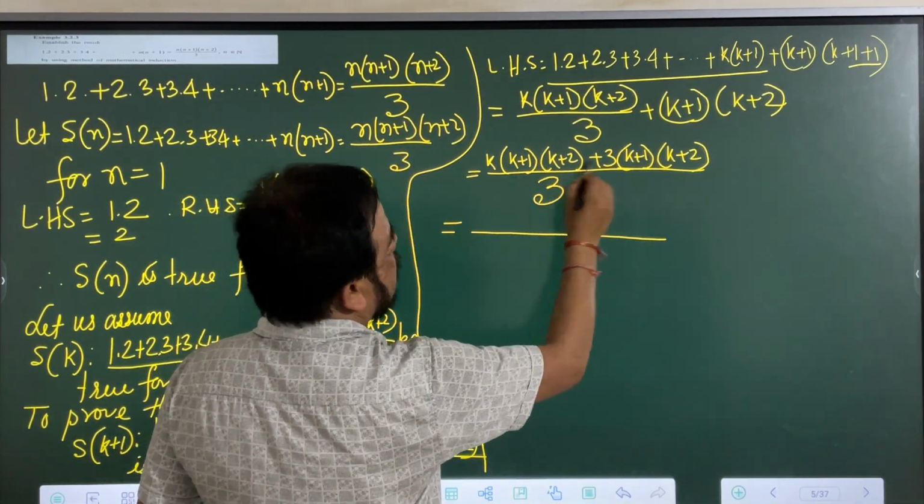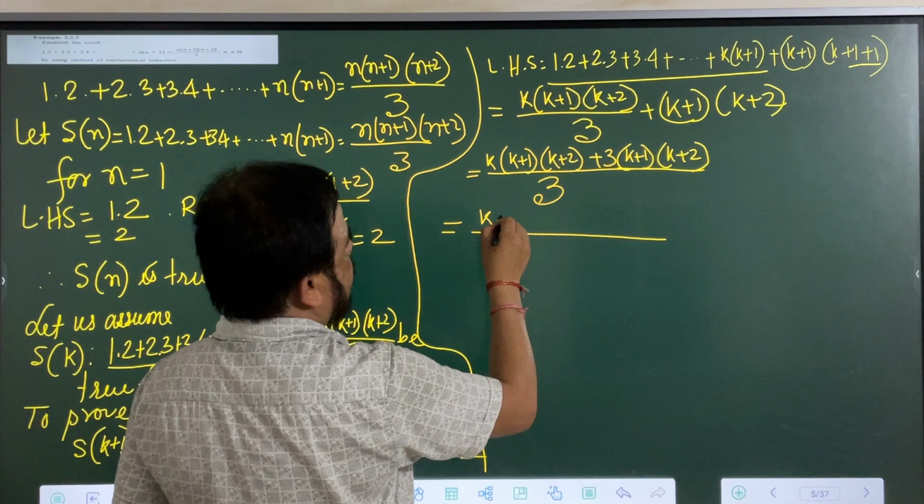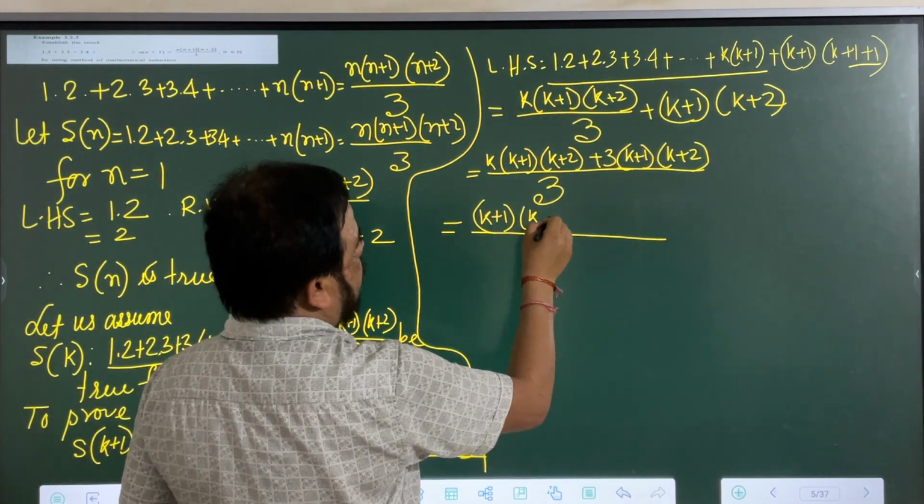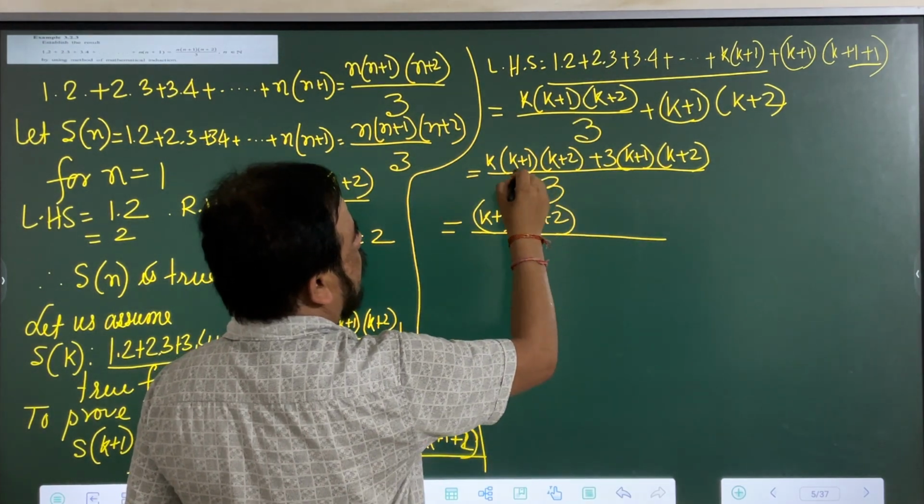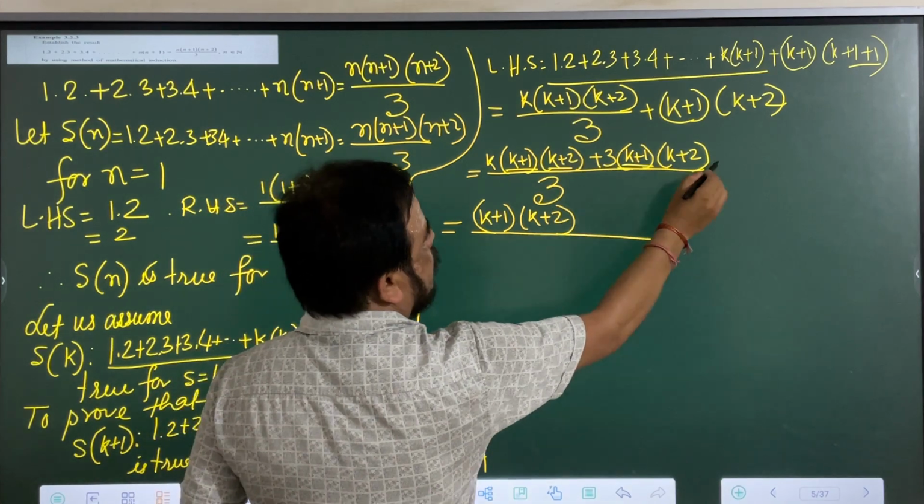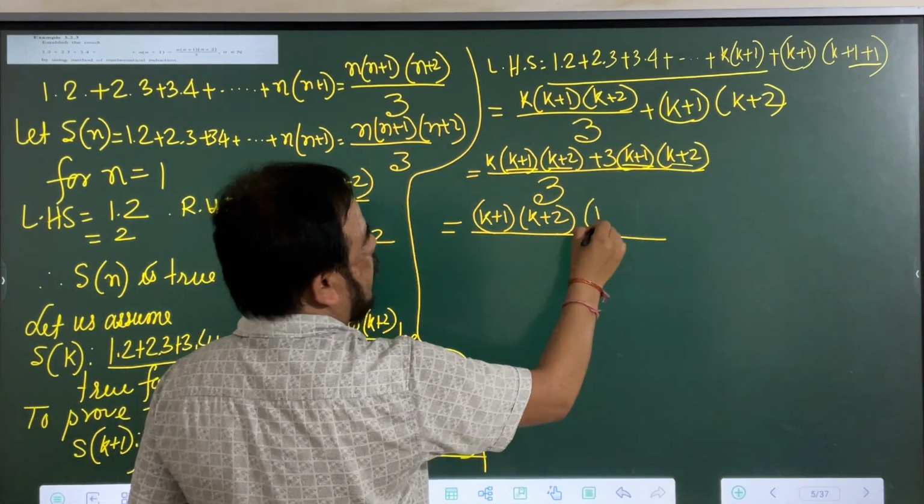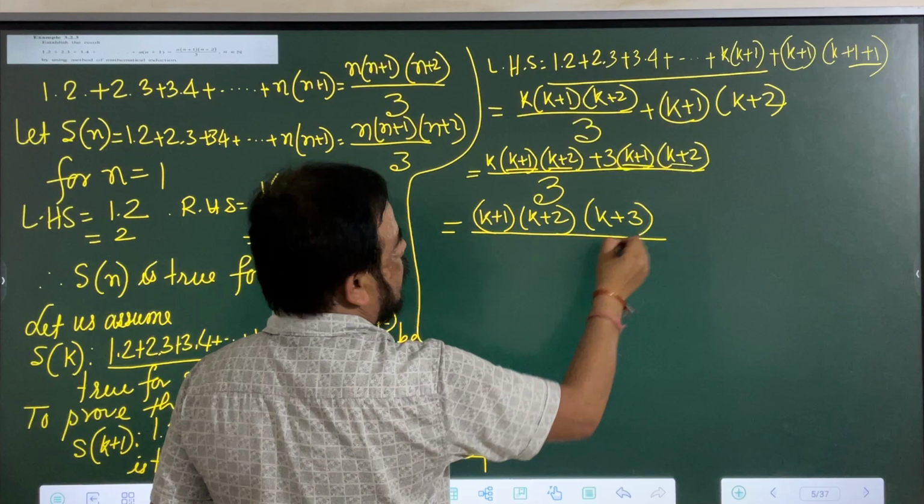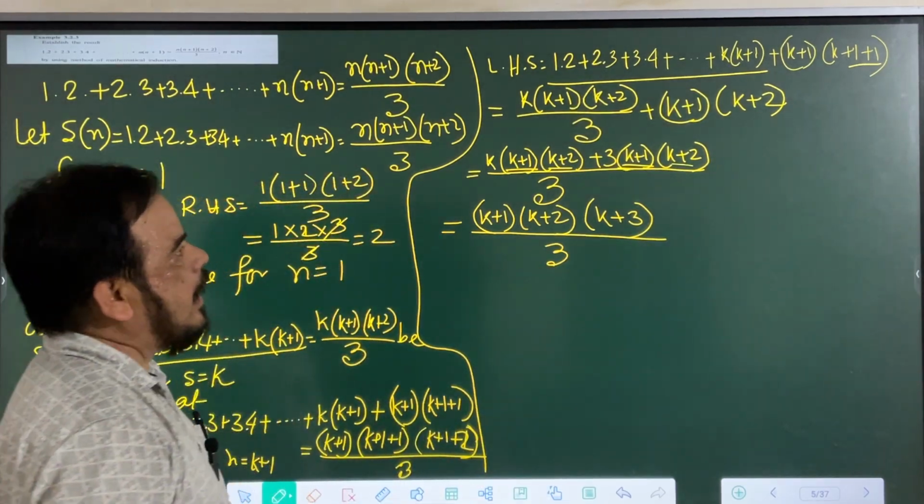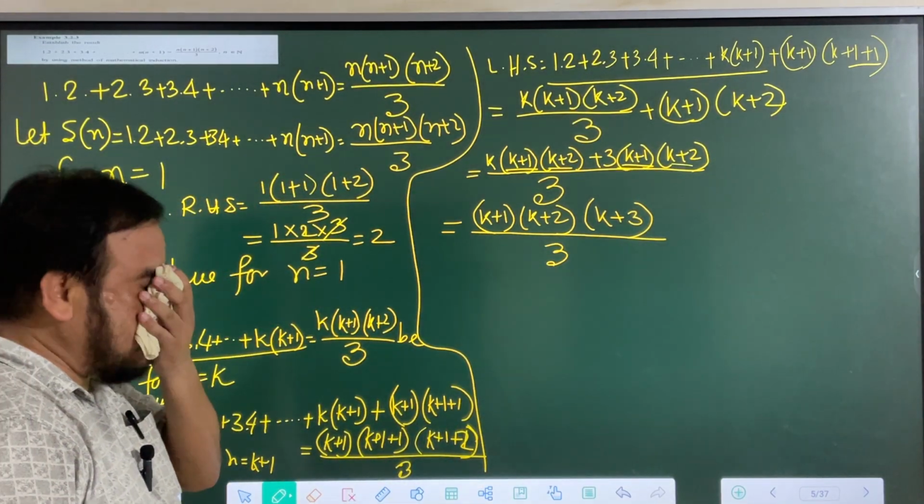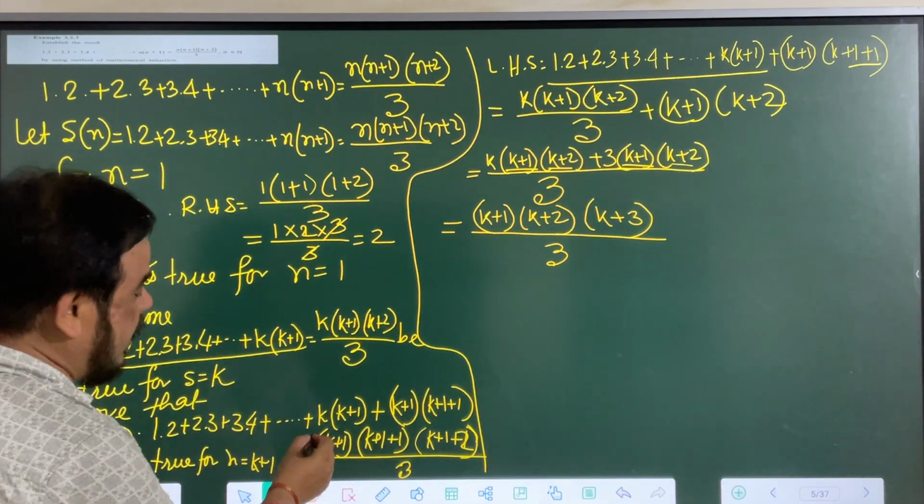Now k plus 1, k plus 2, k plus 1, k plus 2, we can take common. This one, this one, this one, this one directly. What is left here? K. What is left here? 3 by 3. Now we will look at the right hand side. What is there in the right hand side?